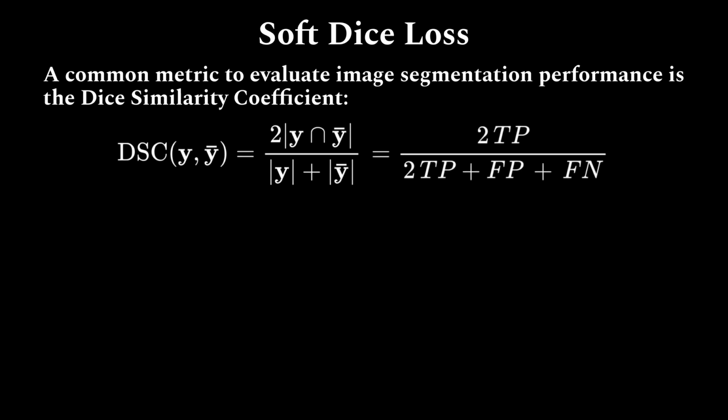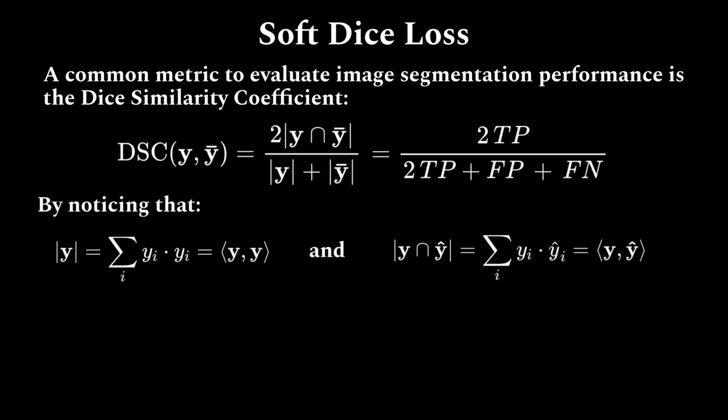You can quickly draw a picture and realize that this is true positives in the numerator, and in the denominator you have true positives, false positives, and false negatives. This shows that the DICE similarity coefficient does not care at all about the true negatives, which are pixels in the background that your model predicts correctly as background, which are kind of trivial pixels. So this is nice for class imbalance.